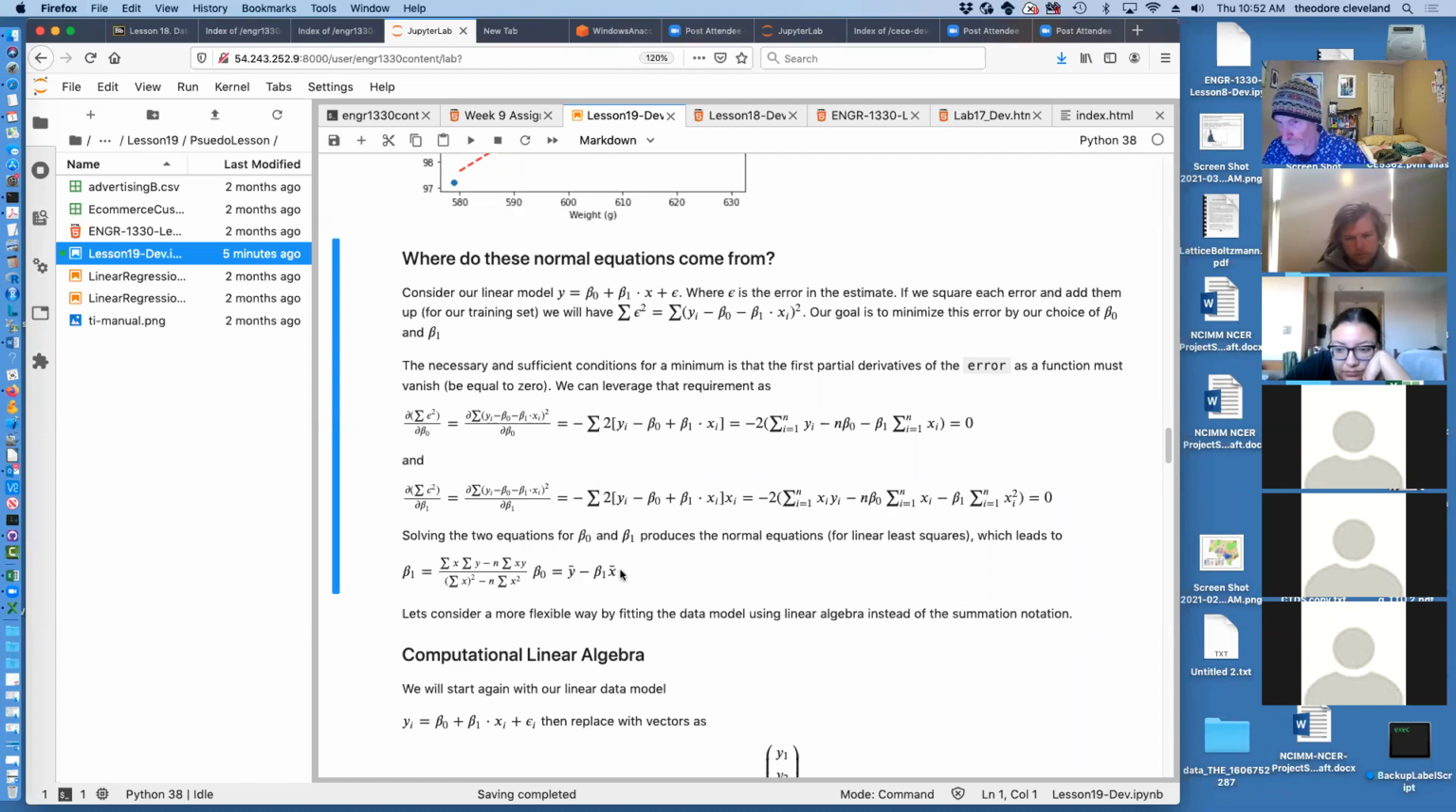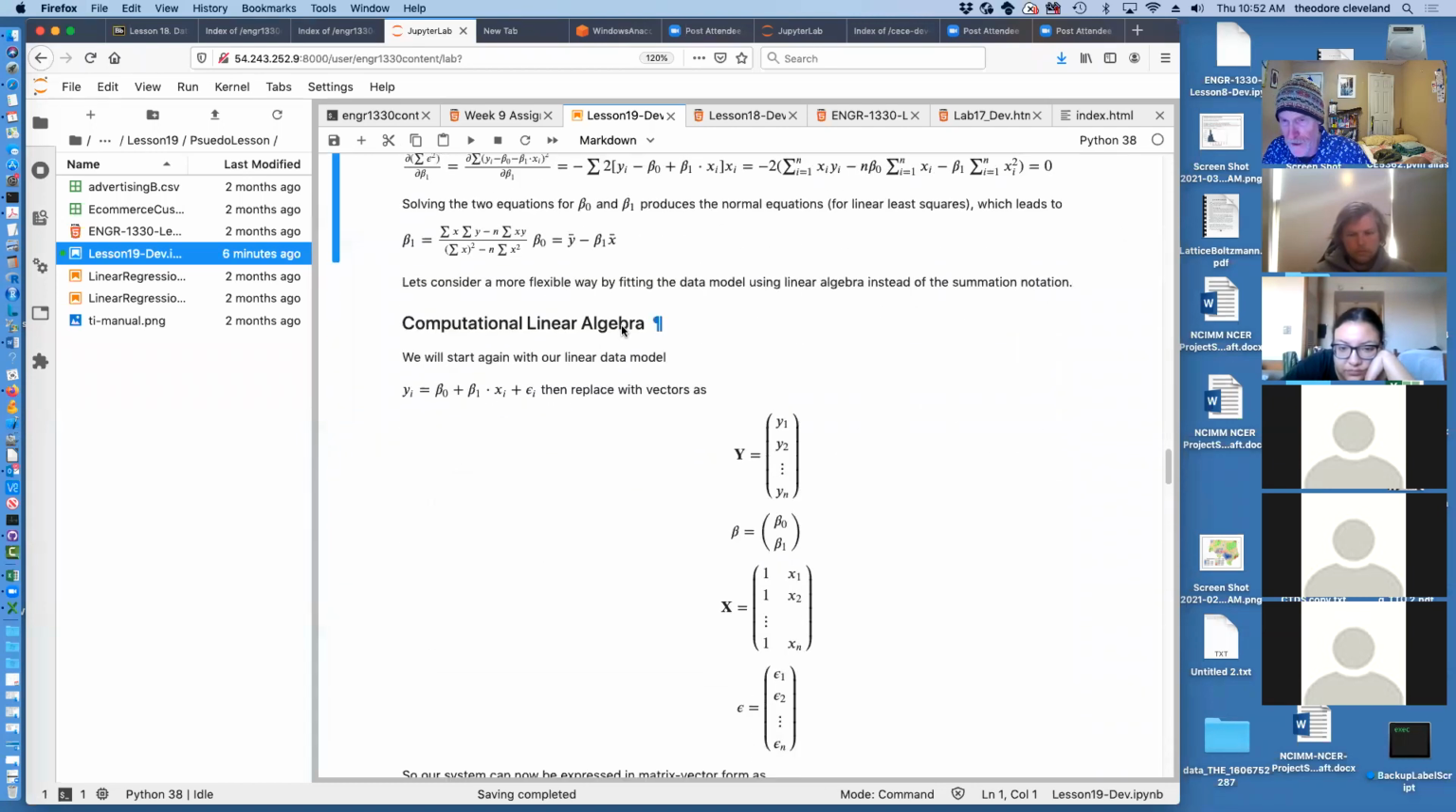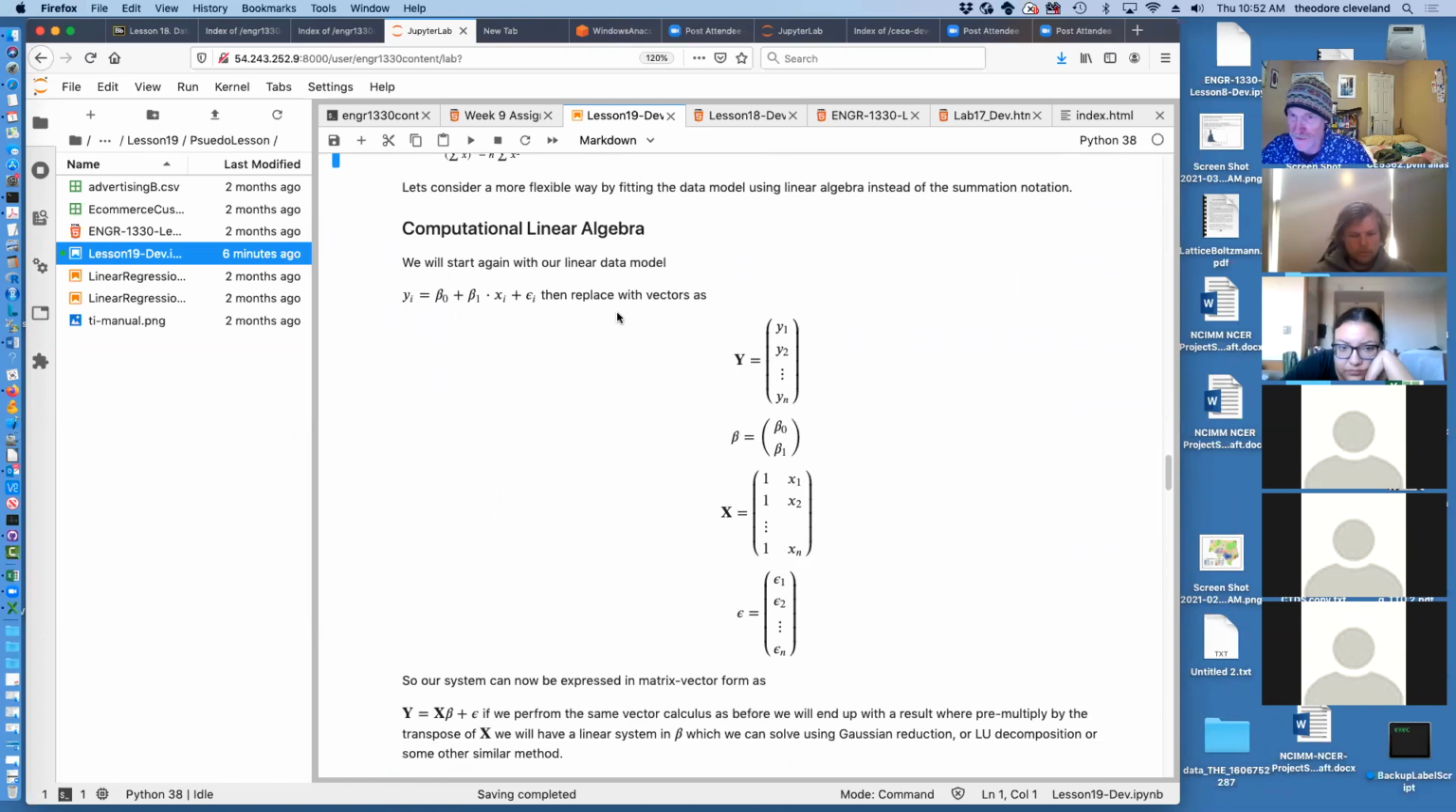So that's where the normal equations come from. They come from requiring that the first derivative of the error function, which is simply the difference between our model and our observations, is equal to 0. We also can apply the principles of computational linear algebra, which has an advantage when we want to make more complicated models.